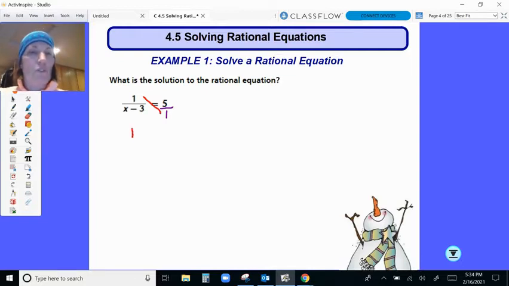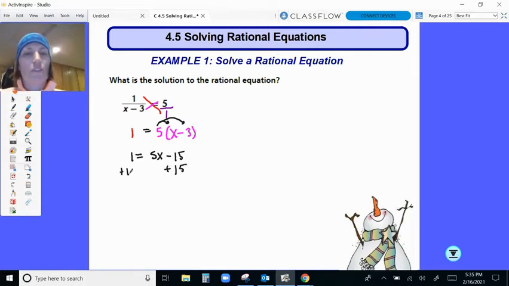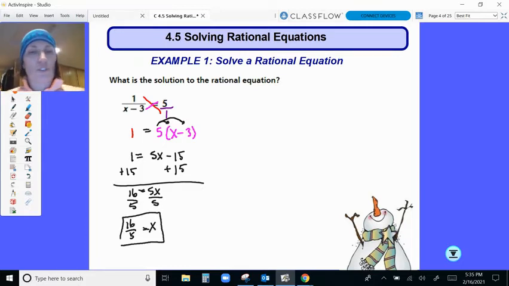So this will be 1 times 1 equals 1. And that's going to equal, I'm going to multiply x minus 3 times 5. So it'll be 5 times x minus 3. So I'll end up with just 1 equals, and I'll distribute this guy here, 5x minus 15. And then I'll go ahead and add my 15 to both sides of my equation. So 16 equals 5x. So I have 16/5 equals my x. And that is my solution for x.